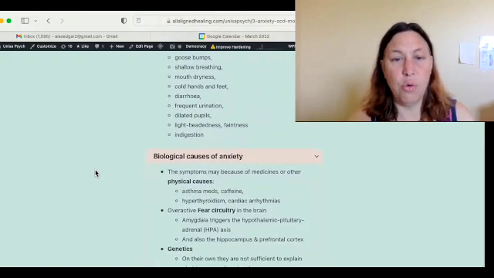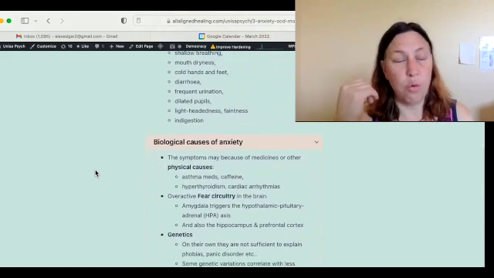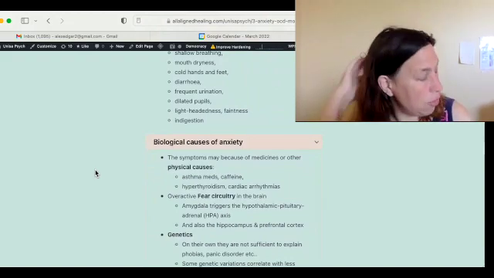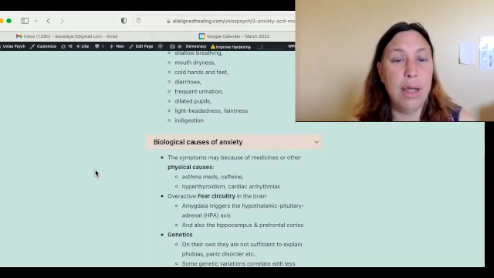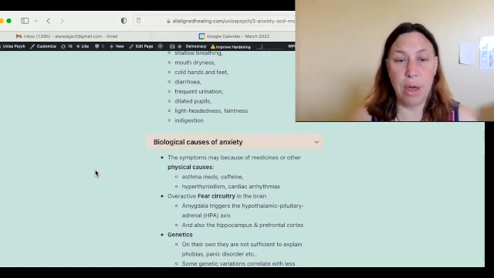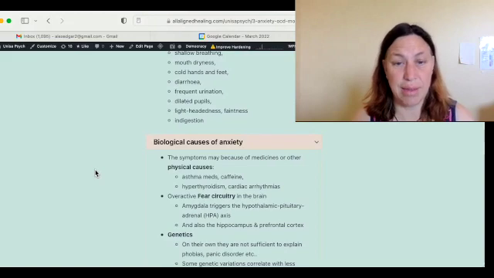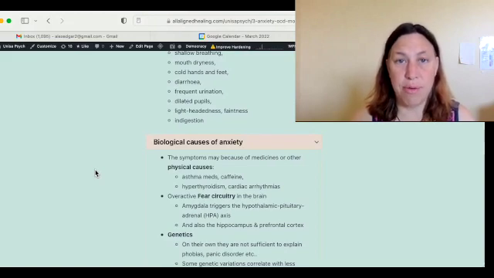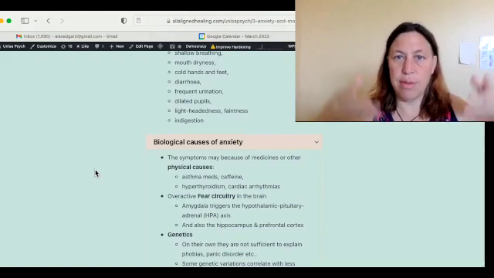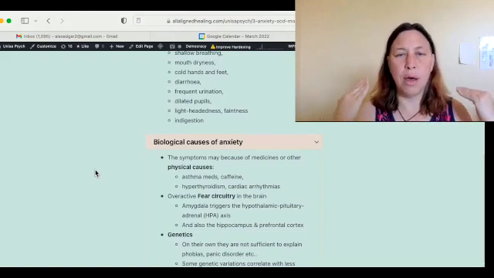Okay, biological causes of anxiety. There are physiological causes such as medication or hypothyroidism. It's associated with the amygdala being overactive. The amygdala is the part of the brain that tells us we are in danger and manages fear. Without an amygdala, you have no fear. It triggers the hypothalamic pituitary adrenal axis, the HPA axis, and also triggers the hippocampus and prefrontal cortex, which is where you assess danger and where also it gets regulated. So then it sends back feedback to the amygdala. Okay, calm down.